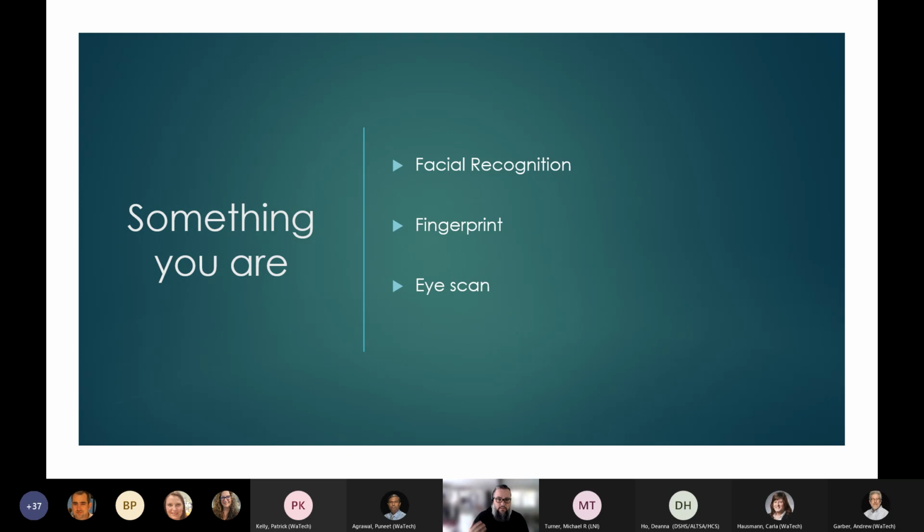So then the third major one is something you are. So this one's fun: biometrics. So the big ones are facial recognition and fingerprint. I hesitate to put eye scanning, iris or retinal scanning, in the major ones, but kind of in there, those are your big three.